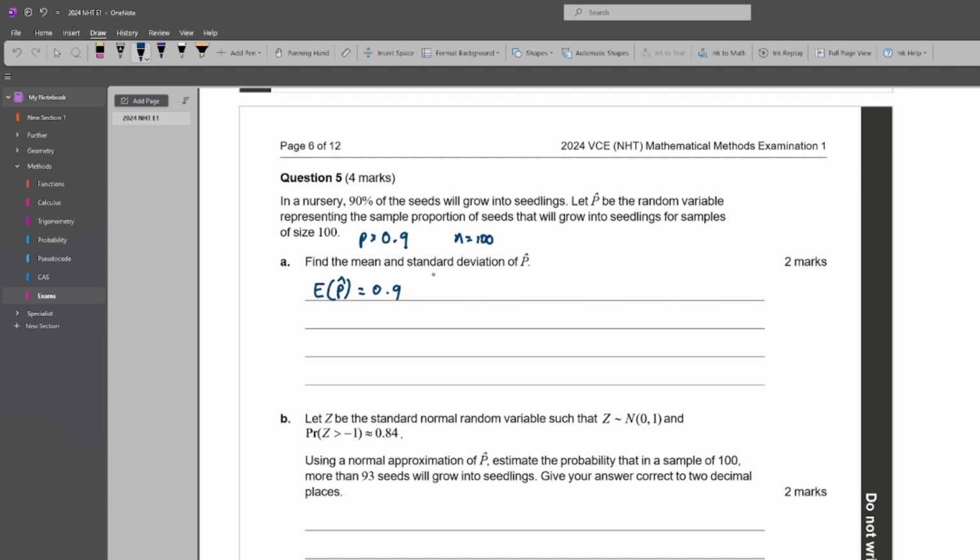And the standard deviation, so we can find the variance and then square root it, or we can just grab the formula from the formula sheet at the back of the exam, if I can find it. There it is. And let's calculate this standard deviation.